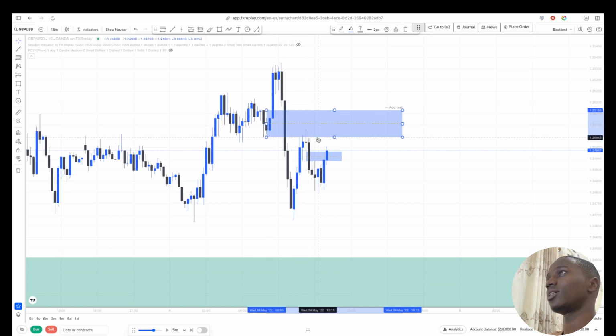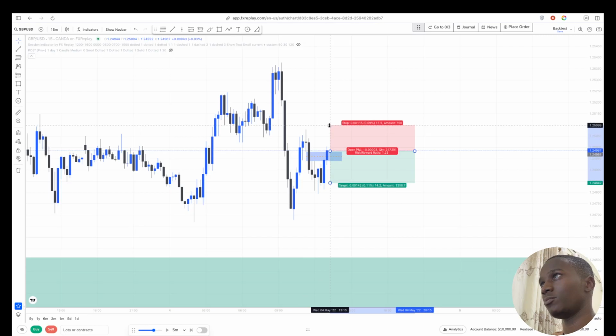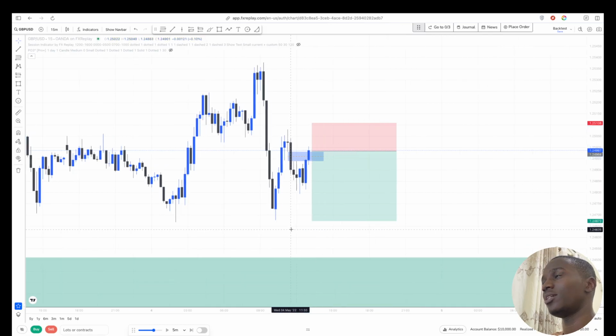So let's take a short-term trade. One good trade would have been right here on this breaker and fair value gap testing, or another one could be on this fair value gap. I'll put a stop loss a few pips above this high, and we target this low right here. I think this is a 2.5 risk to reward.